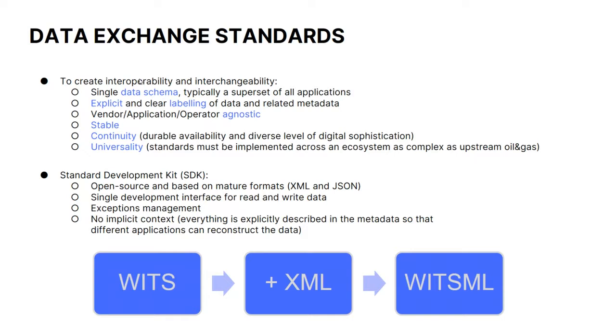Not that long ago, we were all coding in MATLAB. Before that, in Fortran. Right now, everything is done through Python or C#. So we see this world changes fast. But we believe that XML and JSON will stay for decades at least, and they will be formats of reference for this data for a long time. We need to have, of course, a single development interface to read and write data. We need to be able to manage exceptions. So we need to control that everything we are writing conforms to the schemas that we have defined. And again, there must be no implicit corpus.